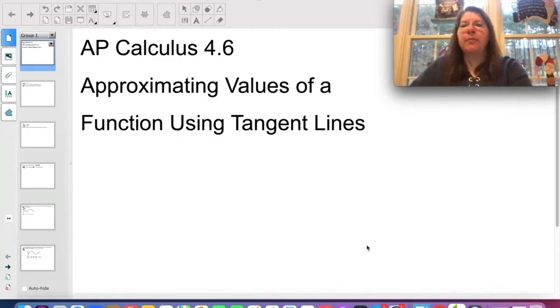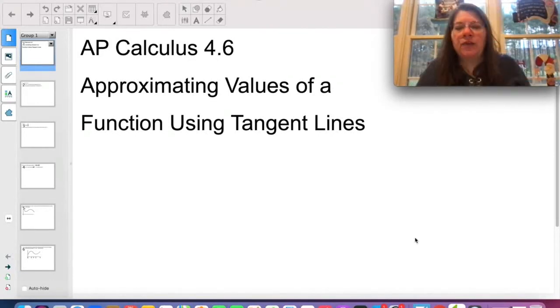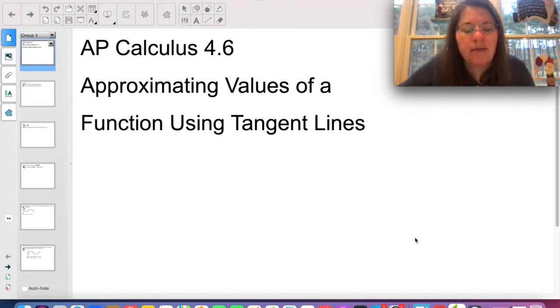Calculus 4.6, approximating values of a function using tangent lines. And they're going to give you an equation and ask you to approximate the value of the tangent line of that equation at a specific x value.